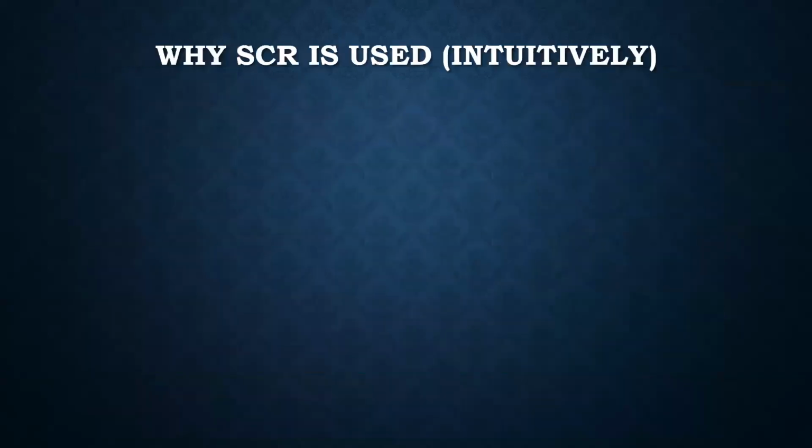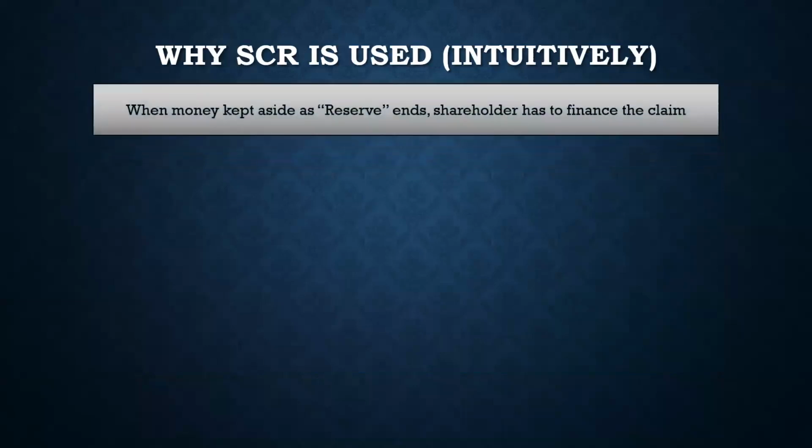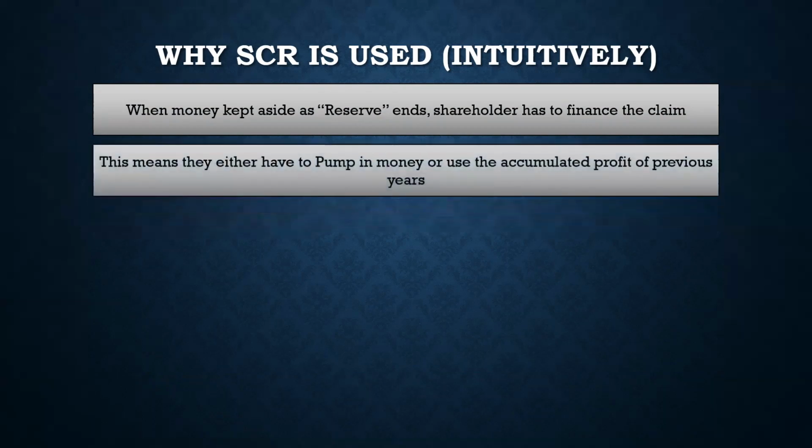Now let's move on to the intuitive reason why SCR is used. When money is kept aside as a reserve and a claim exceeds it, the shareholder has to finance the claim. Suppose there is a very weak claim, you have kept 100 rupees as a reserve, and 1 lakh rupees came as a claim for some reason. Then the shareholder has to finance the claim. This means they either have to pump in the money, paying the 90,000 shortfall from their own pocket, or use the accumulated profit of the previous year. If you made 90,000 profit in the previous year that is sitting with you, then you can use that. Either of these two, otherwise you cannot pay for the claim.